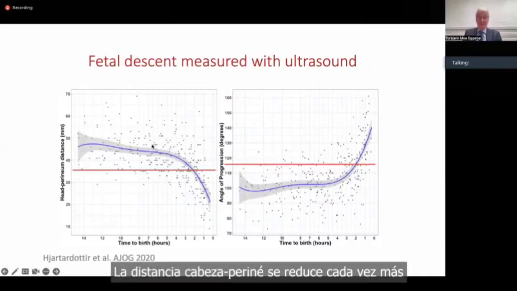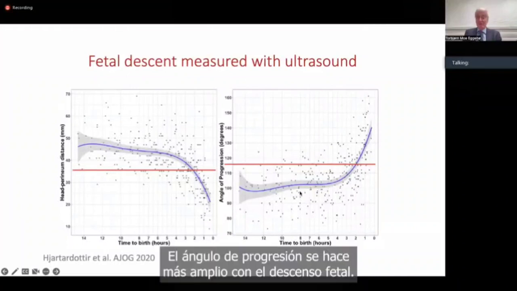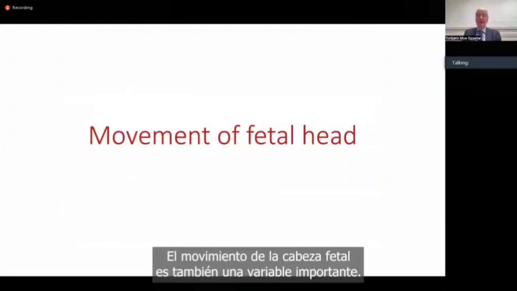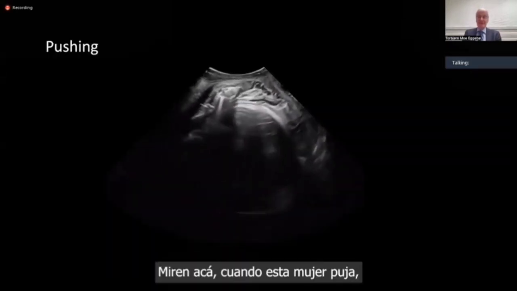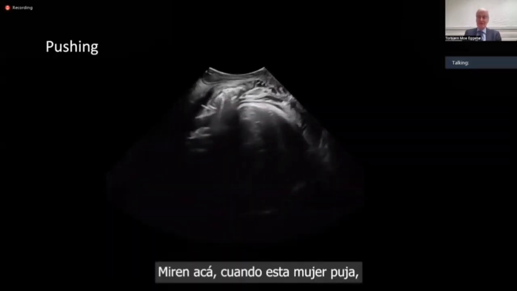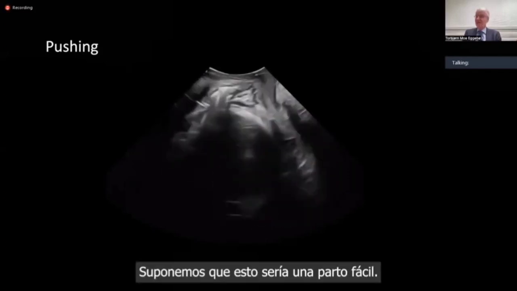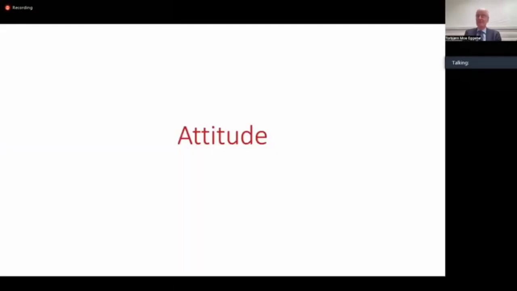Head perineum distance gets shorter with fetal descent, and angular progression gets wider with fetal descent. The movement of the fetal head is also an important variable. Look here, when this woman is pushing, the fetal head is moving a lot. We suppose this will be an easy delivery.